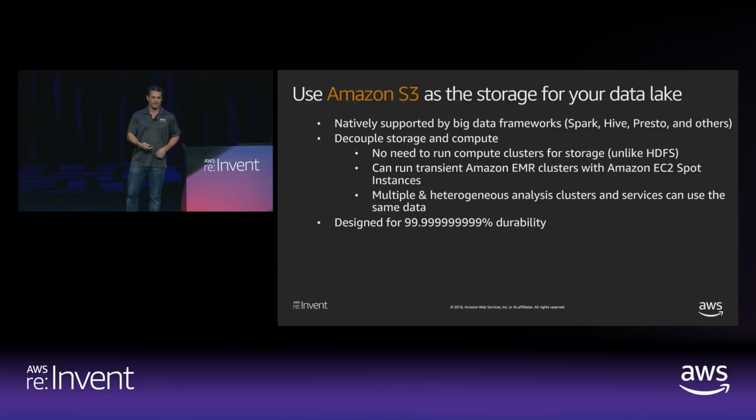With S3, you get a crazy number of nines, 11 nines of durability. I think that means that if you store 10,000 objects, you might on average lose one in every million years.